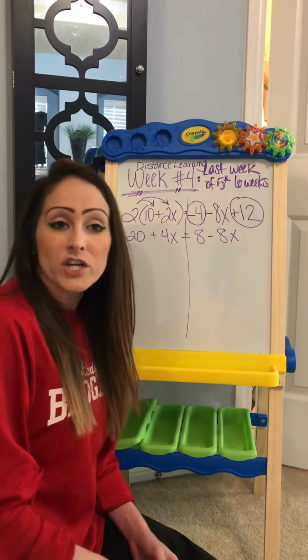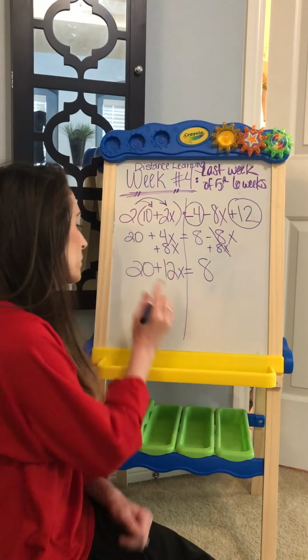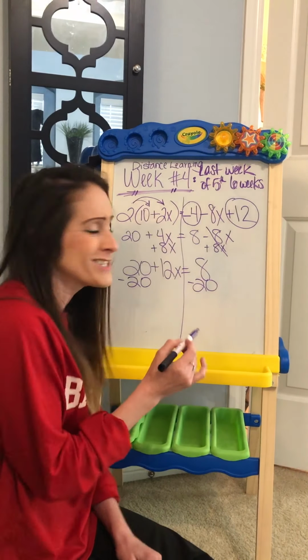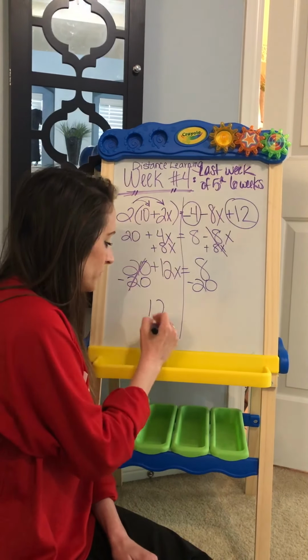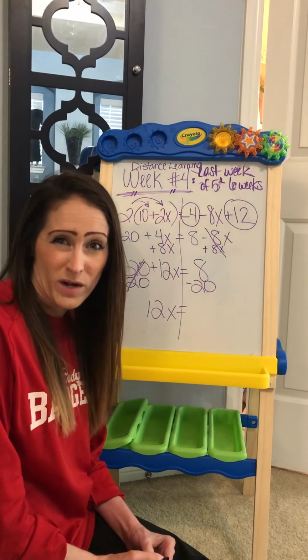Now we've got our equation ready to go. I got to combine my x's. So I'm going to go ahead and add 8x to both sides. We're left with 20 plus 12x is equal to 8. That canceled out. All right, now we're going to combine our numbers, our real values. We're going to subtract 20 from both sides. This is pretty ugly. That's okay. That cancels out. We're left with 12x is equal to 8 minus 20.